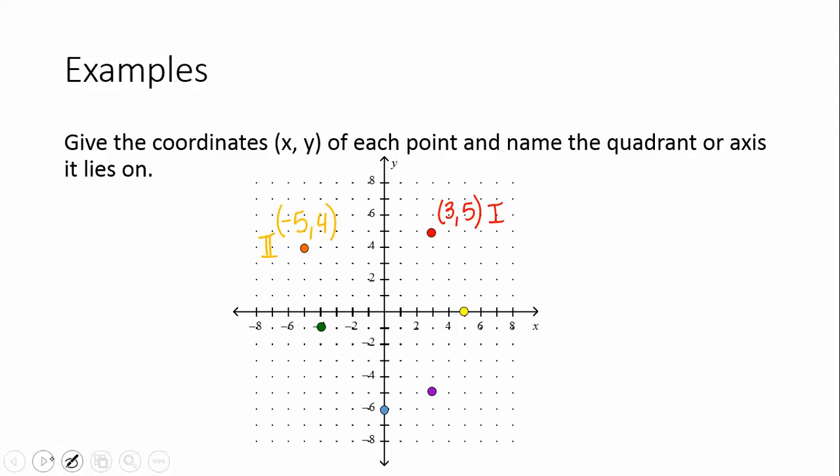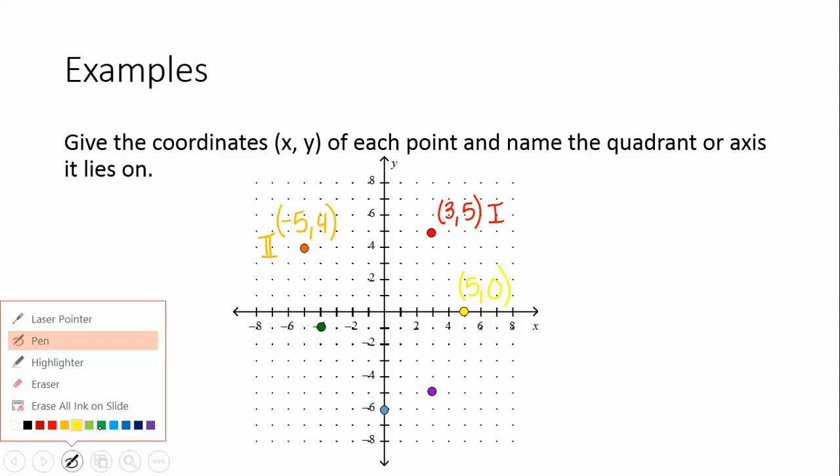If we go back and look at the yellow point, it is right on the x-axis. So we move +5 in the x direction, and we don't go up or down in the y direction, so that's 0. And an important thing to note here is that if a point lies right on one of the axes, then it does not lie in any of the quadrants. So because this is on the x-axis, there is no quadrant that that point lies in.